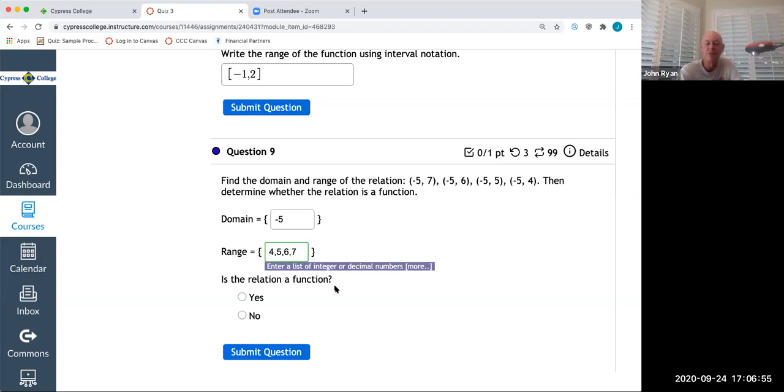Then they ask, is it a function? If we were to graph these, they would be dots all in a straight vertical line. That violates the vertical line test. This is definitely not a function.